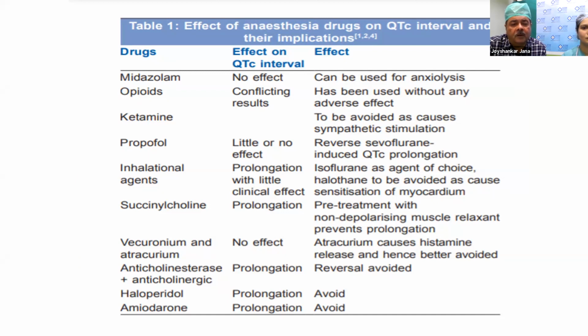Succinylcholine, of course, should be avoided. Vecuronium and atracurium, they say there's no effect, but atracurium may cause histamine release, hence it is better avoided. Though cisatracurium can be given, we don't know how much histamine release there is, though they claim there is none. Anticholinesterases and anticholinergics should be totally avoided. And of course, haloperidol and amiodarone should be avoided. So these are the anesthetic drugs to be used and not to be used in a patient with prolonged QT syndrome.